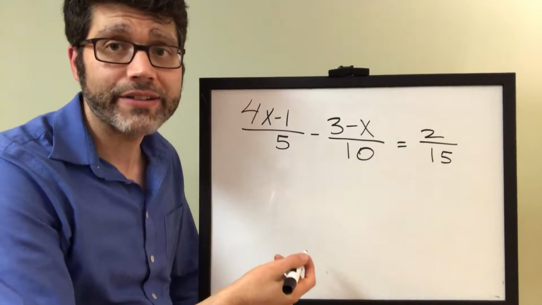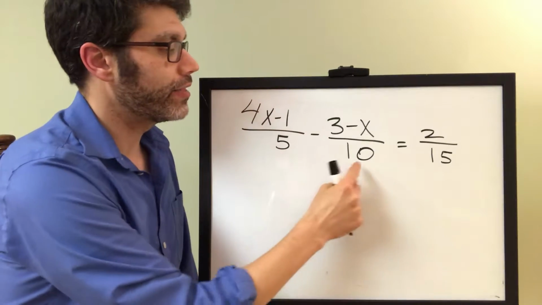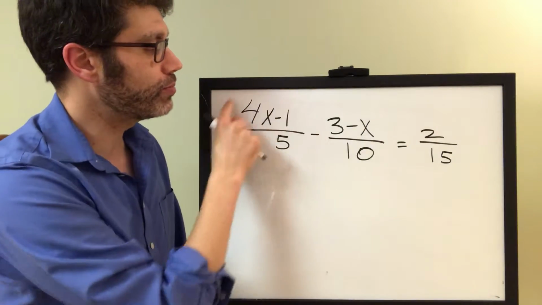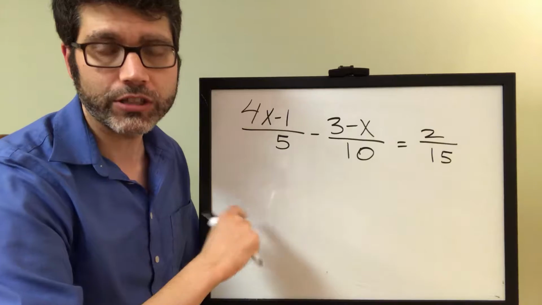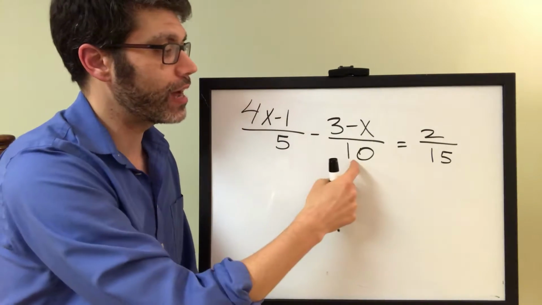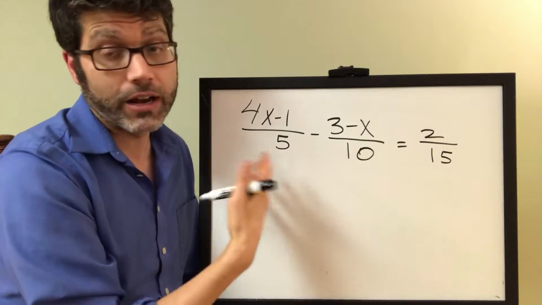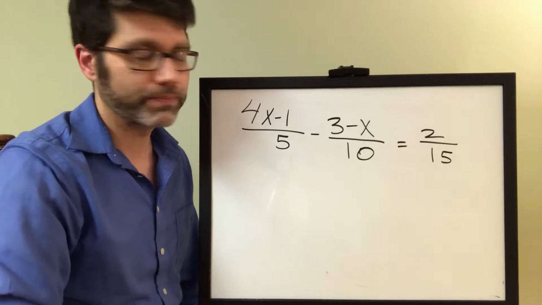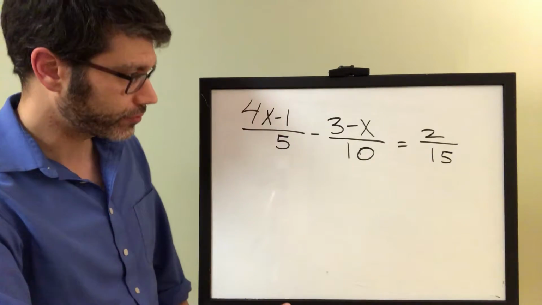All right, so here we have a situation where the denominators are different and we have multiple terms in our numerators. Okay, so this is called a complex equation. It's complex because we have denominators that are different, and we have multiple terms in our numerators. All right, so let's solve for x here.